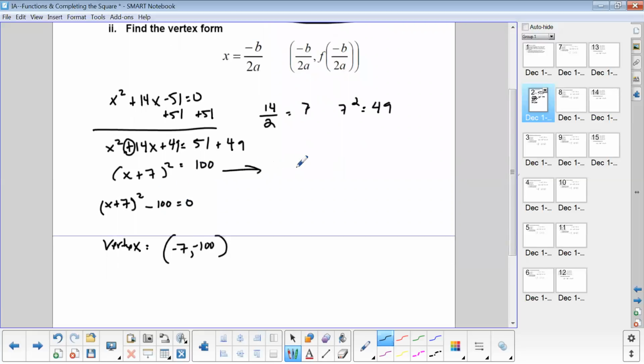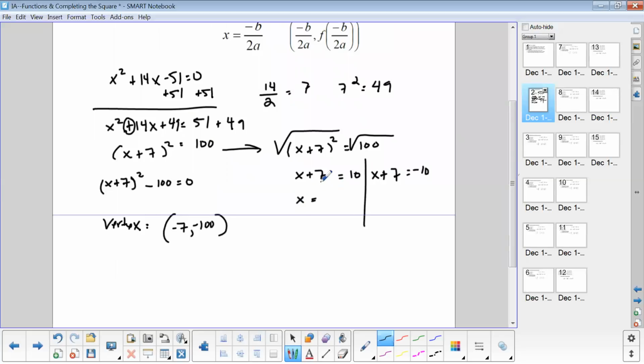So I'm going to go from this point right here, and I'm going to solve to find my solution. So the inverse of squaring, I'm going to square root both sides. So I'll get x plus 7 equals 10, and x plus 7 equals negative 10. And we're going to solve both of those, and you get x equal, subtract 7 from 10, I get 3. So I get 3, 0. And if I subtract 7 from negative 10, I'm going to get negative 17. So I get negative 17, comma 0, and there are my solutions and my vertex.